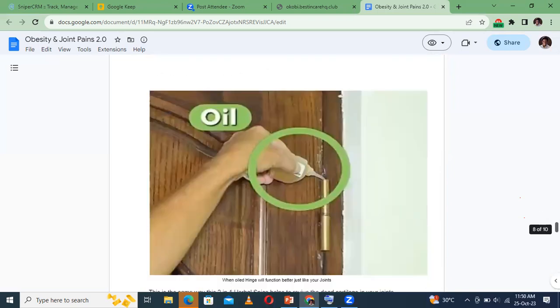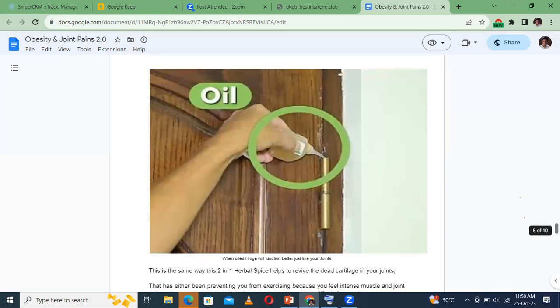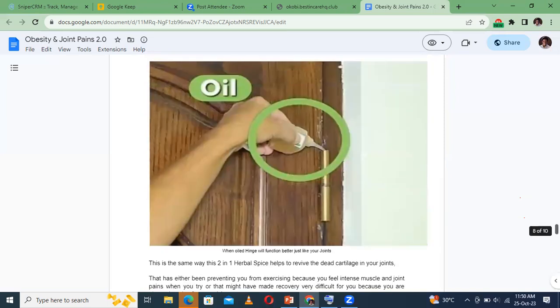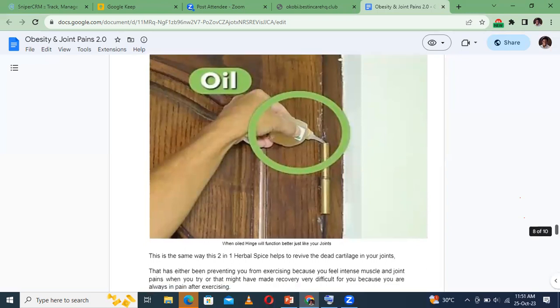So I added this image to show somebody oiling the door hinge. I'm sure with this image, you already understand what a hinge is. So then I added: when oiled, hinge will function better. I should have added a comma. When oiled, hinge will function better, just like your joints. I will add it later, so I will not take time.